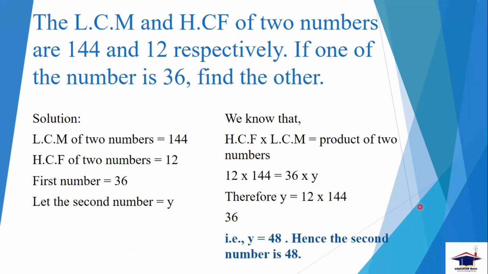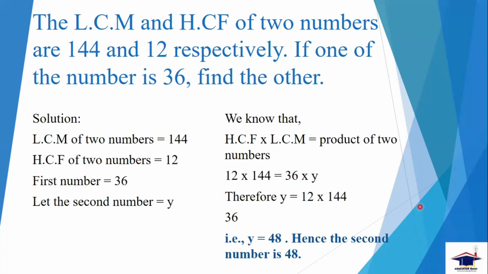Next, we'll find the LCM and HCF of two numbers: 144 and 12. They have already given the LCM and HCF. If one of the numbers is 36, find the other. So here, the two numbers are m and n. One number they have given as 36, and they have given the LCM and HCF. So we have to find the second number. Let us keep the second number as y for our convenience.